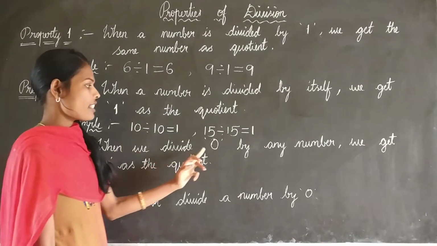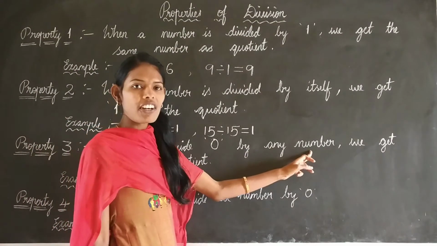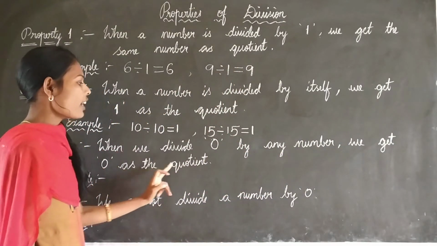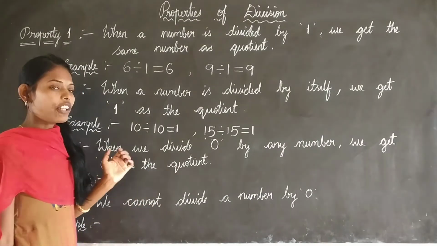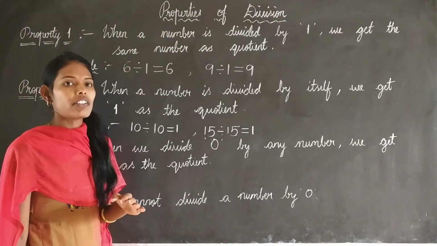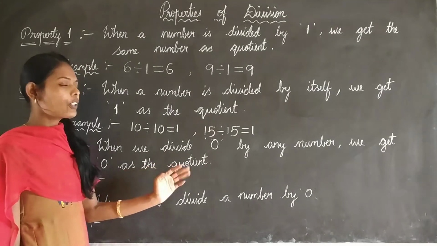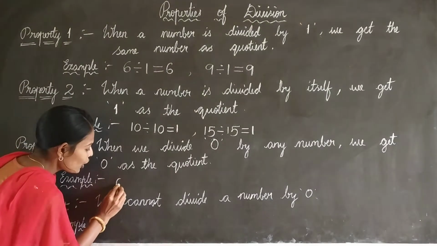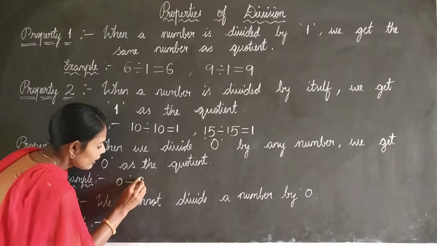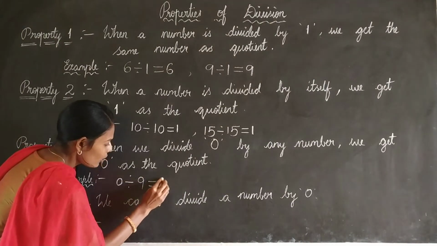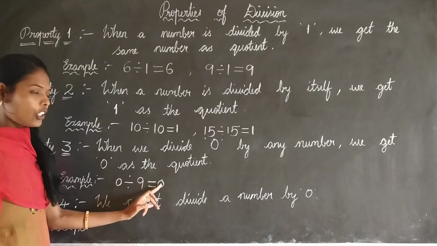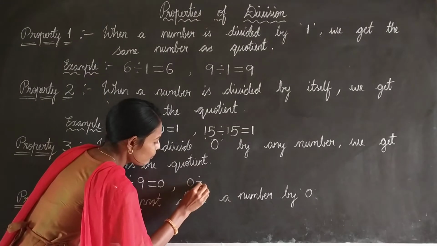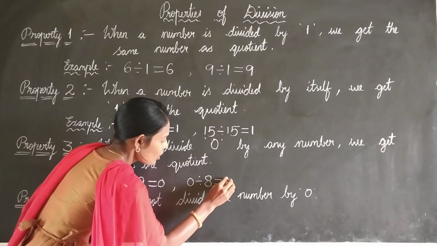When we divide 0 by any number, we get 0 as the quotient. So let's see the examples. For example, 0 divided by 9 is equal to 0. And one more example, 0 divided by 9 is equal to 0.